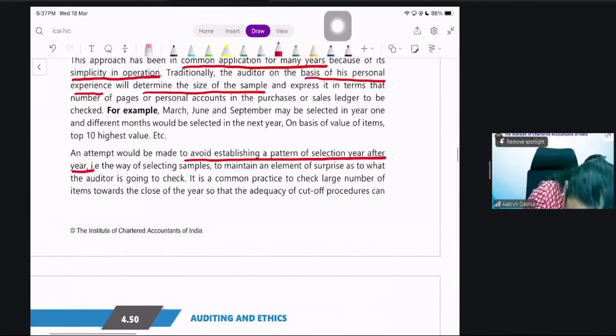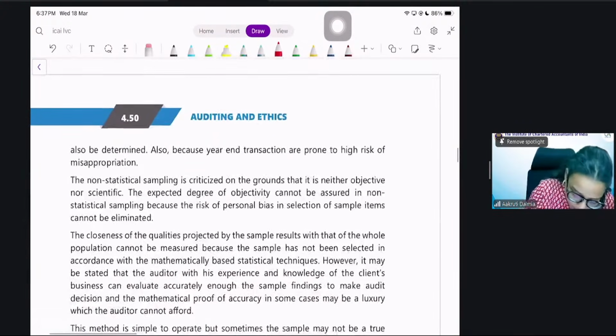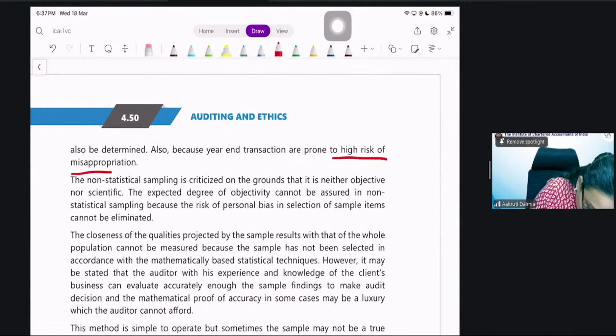Then it is common practice to check transactions near the close of the year. As an auditor, we never miss transactions that happened in the last 20 to 25 days before the year ended, because there is high risk of misappropriation. Okay. Then what are the problems?